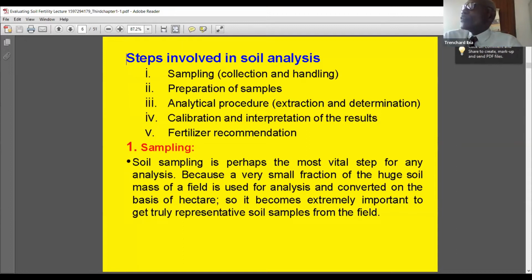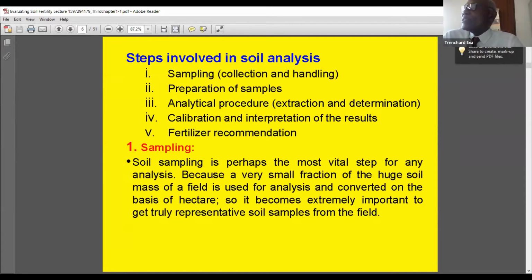What are the steps involved in doing this? We sample for soil analysis. The first method of soil fertility evaluation is soil testing, which involves analysis. It requires collecting a sample. It requires preparing the soil sample. It requires an analytical procedure. You extract and determine or measure. Sometimes we do calibration and correlation, and we interpret the results before we make fertilizer recommendations. So for this lecture, we shall look at a few of these steps involved.